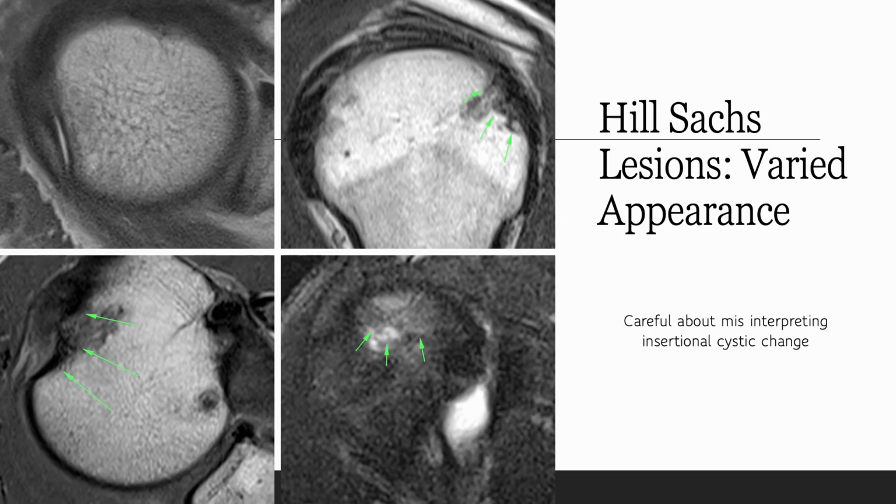Sometimes you can have dislocations, and as I mentioned to you, you can have Hill-Sachs lesions. Hill-Sachs lesions can come in a variety of different flavors. They can be big flat lesions like this. They can be small depressed lesions like this. And one has to be careful about not misinterpreting intraosseous cystic change from rotator cuff tendinopathy for a Hill-Sachs lesion.